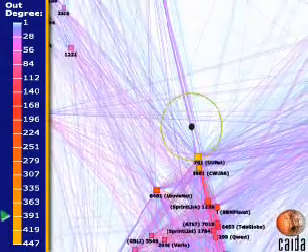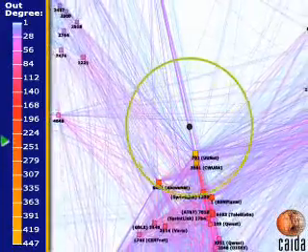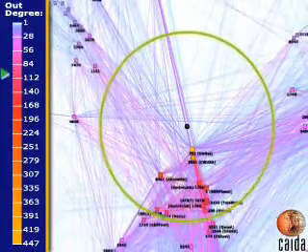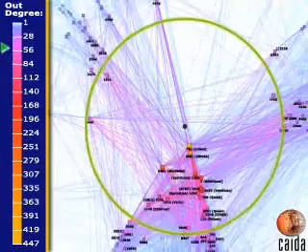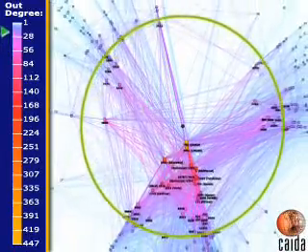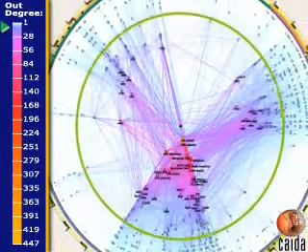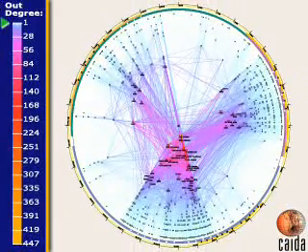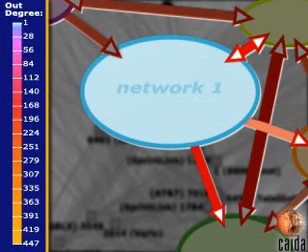An AS node's radius from the center of the graph, as well as its color, reflect the out degree of that AS. The out degree of an AS is the number of other ASs that accepted traffic from that AS. Furthermore, out degree counts only outgoing connections.